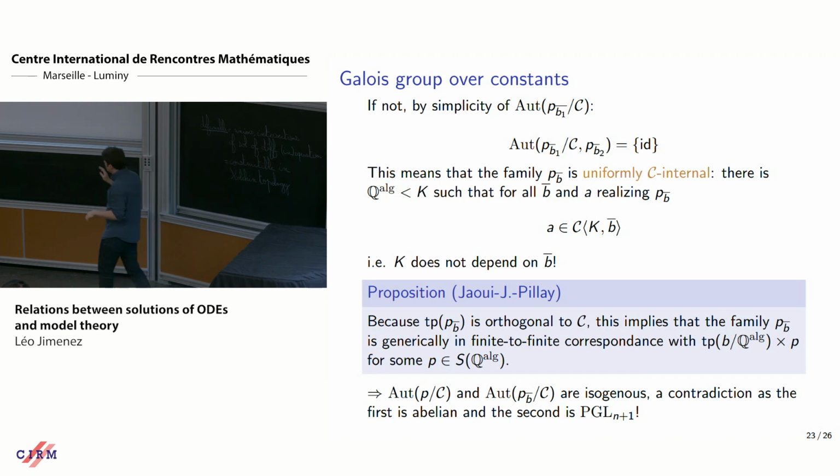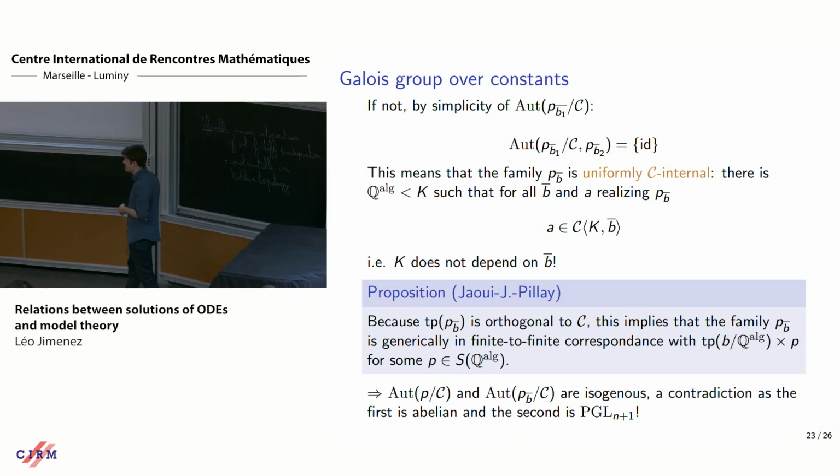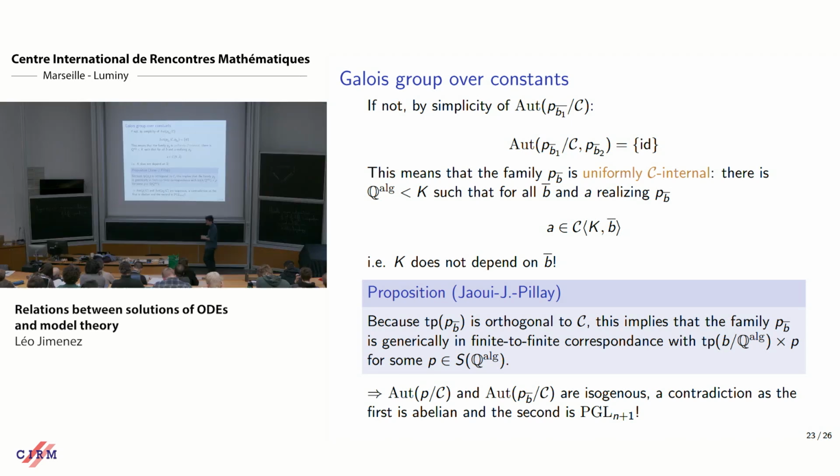Just a product. Okay, and then you can do a little bit of arguments here. This implies that the binding group, Galois group of that type P over C and the Galois group of any fiber, they are isogenous. But that's impossible, right? That's the final contradiction because this one, as I said before, is over something constant, it's abelian, and this other one is PGLN plus 1. So they can't be isogenous. So there's no way this happens. Okay, and that concludes the proof. So this is the hard case of the proof where the binding groups are the same, but you can get it by this sort of like make the binding group be over the constants, and you do that argument.